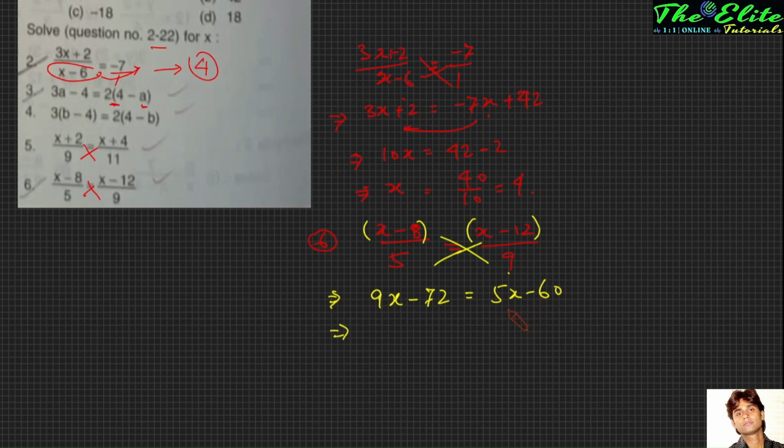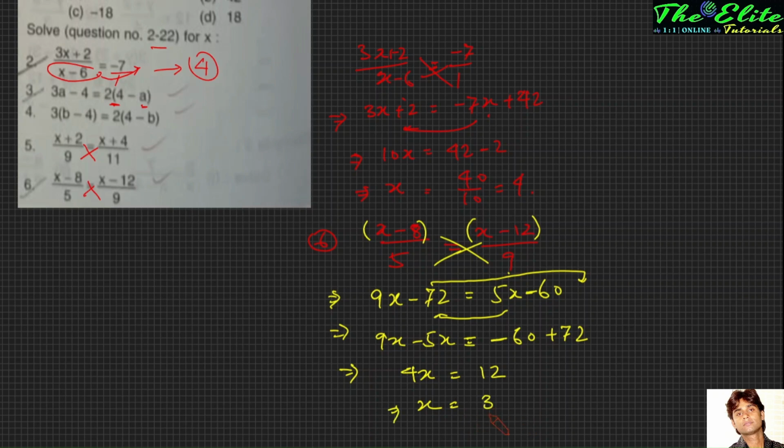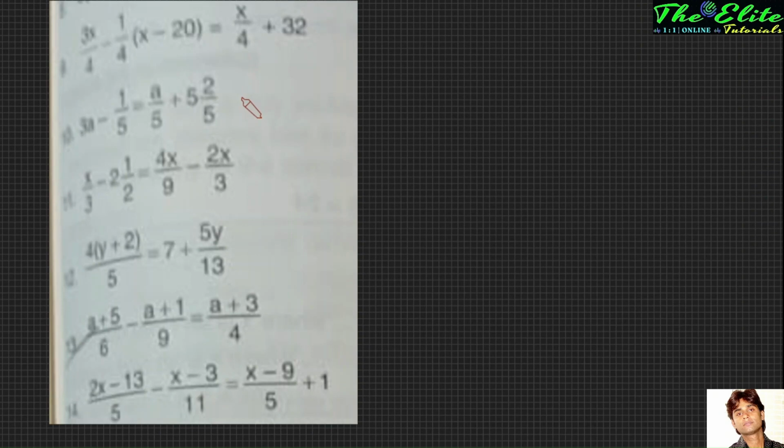Now this 5 coming down over here, the sign will change and will be written as minus 5x. This 72 going over there will be written as plus 72, and it was already minus 60, so I have written minus 60 on the right side. Okay, so it is going to be 4x equal to 12, so x is 3, and that is the answer. Very easy.